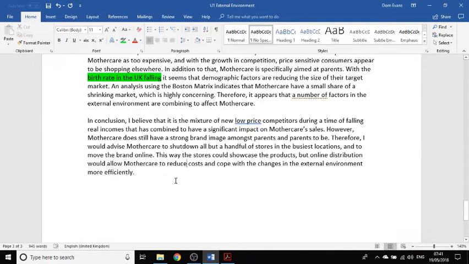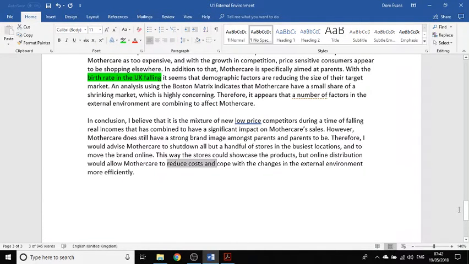Okay, so what have I done in this conclusion? Well, first of all, hopefully I've answered the question, which is that it's the combination of low-price competitors and falling real incomes. Fine. But a good answer has some balance, which is that Mothercare does still have a strong brand image amongst parents and parents-to-be, and I provide a solution to Mothercare. Shut down all but a handful of stores, move the brand online, and this way they can cut costs and they'll be able to cope with the changes in the external environment more efficiently.